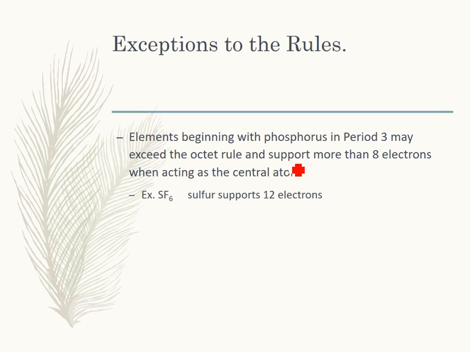Elements beginning with phosphorus in the periodic table, element number 15, may exceed the octet rule and support more than 8 electrons when acting as the central atom. For example, sulfur hexafluoride. You, again, are singly binding off the central atom each of the peripheral atoms. Okay? You may be tempted to see 6 there and draw 4 and then maybe string fluorines off on one of these, and that's not the case.